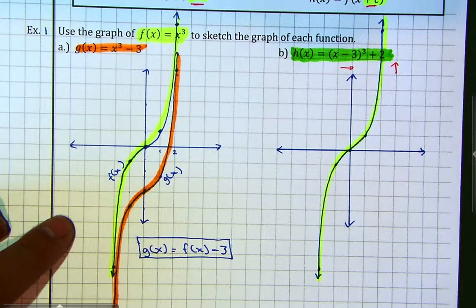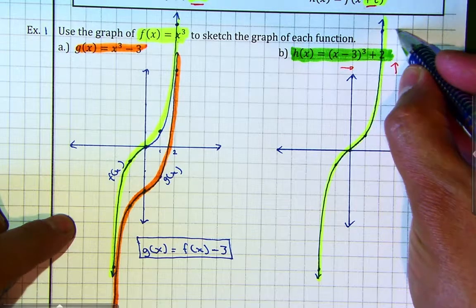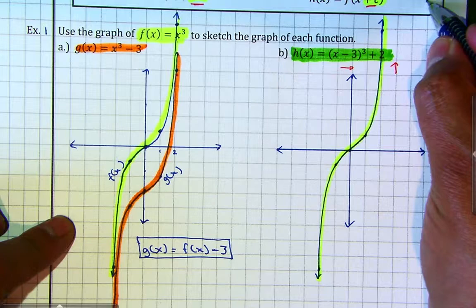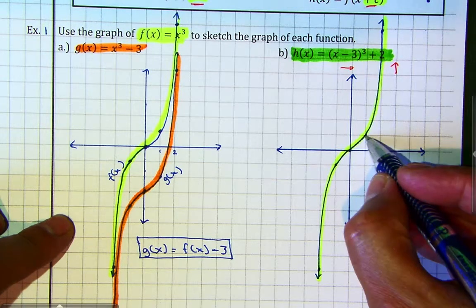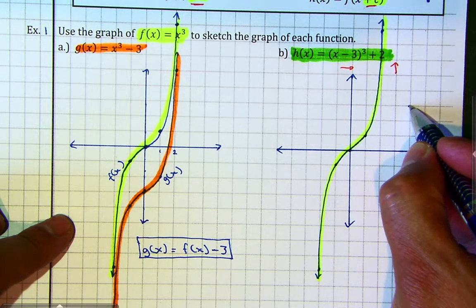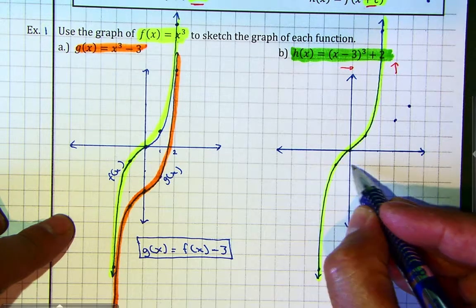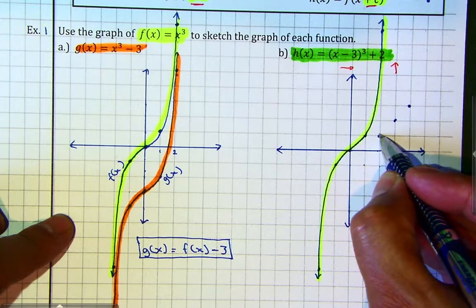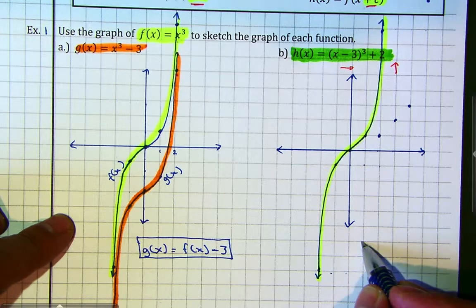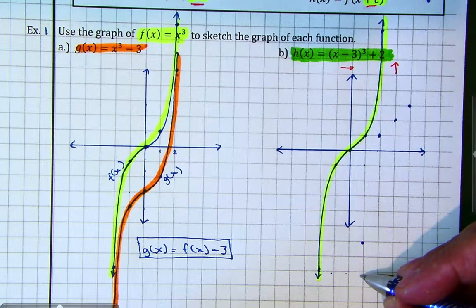So therefore, each point will move to the right 1, 2, 3, and up 1, 2. This point will be 1, 2, 3, and up 2. This point 1, 2, 3, and up 2. This point here 1, 2, 3, and up 2. This point here 1, 2, 3, and up 2. Now I'm just going to sketch it.